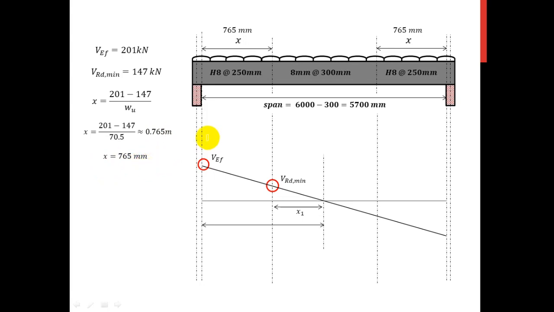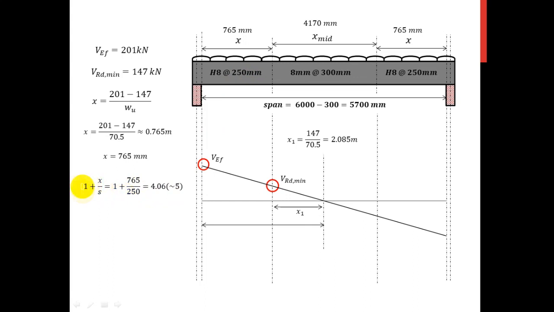Let me call the space at the mid the X mid, and half of this distance is again going to be the VRD minimum over the ultimate load. You can also apply similar triangles in order to solve such kind of distances. Now for each X, how many shear links can I fit into these spaces? For the first X, it is simply equal to 1 plus X over S, for this region. This is going to be 4.06.